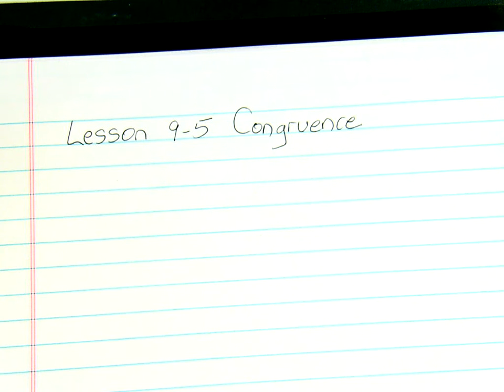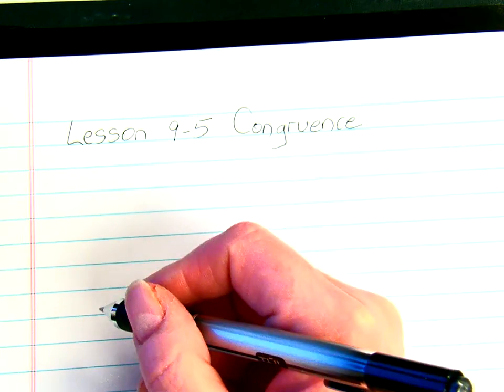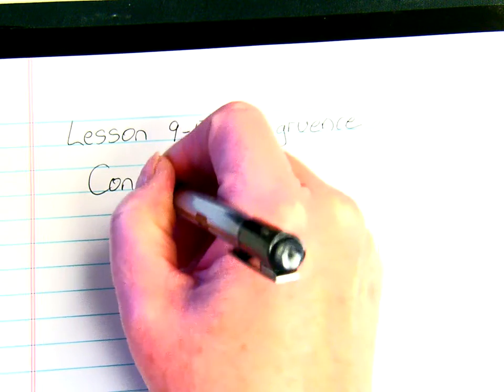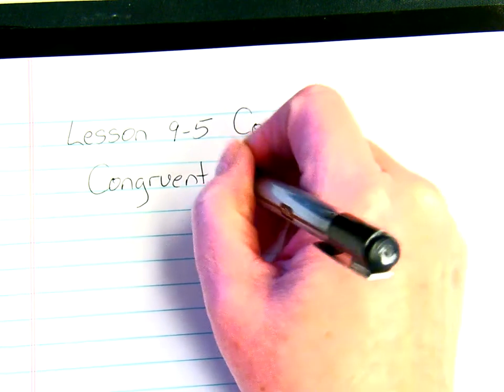Okay, so today we're going to talk about congruence, and we've been talking about angles that are congruent, sides that are congruent, remembering that the word congruent means equal. So we are going to be looking at triangles and asking ourselves, are these triangles just similar or are they congruent?